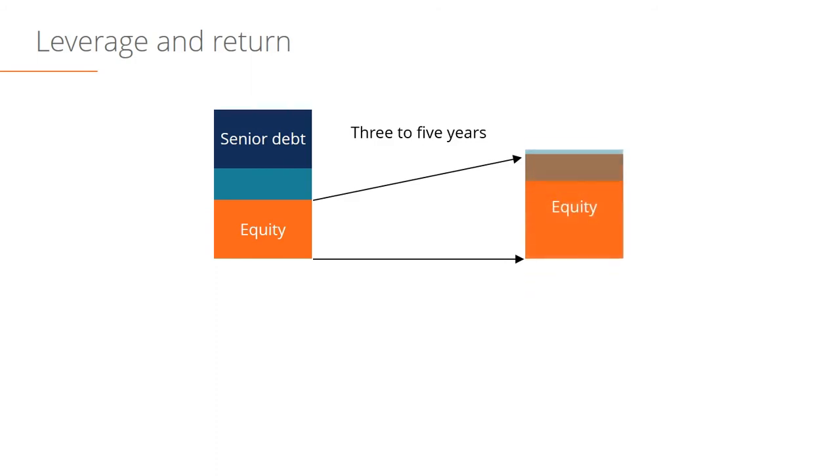The subordinated debt piece is exactly the same, and the senior debt piece is slightly smaller as it's been repaid over its amortization period. So the value of the business has grown, but the majority of that benefit has gone to equity because senior debt's been paid down and subordinated debt has remained the same. So this is how private equity firms achieve their internal rates of return, and they may be targeting anywhere from 20 to 30% returns.